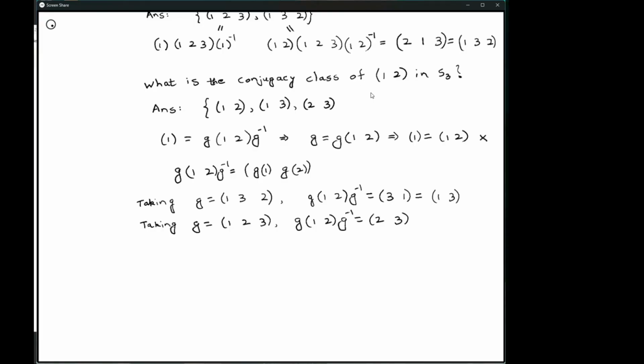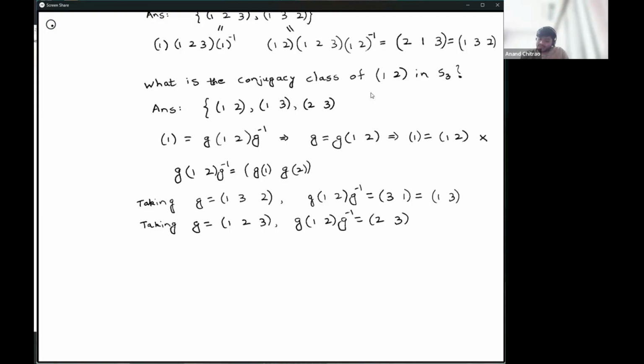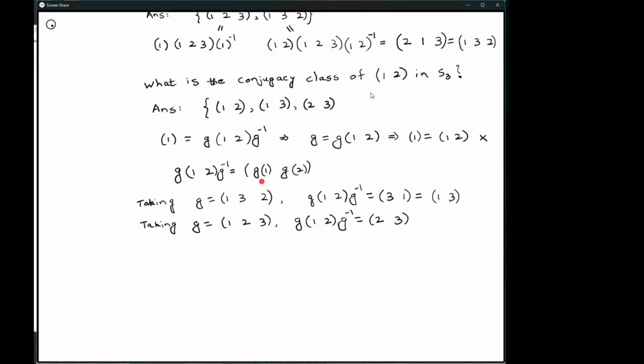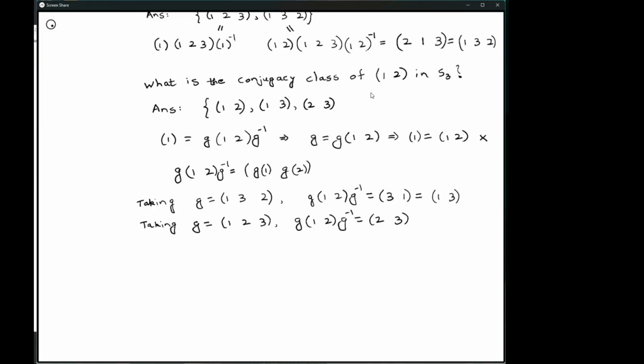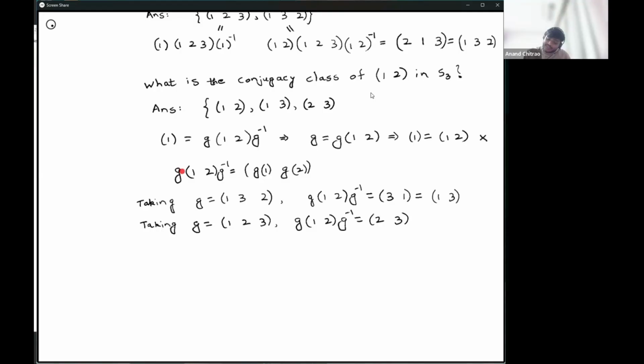No, sir, because others are 3 cycles. So you note that using this formula, all conjugates of (1 2) are 2 cycles. Is that clear? Yes, sir. But is it clear to others? Yes, sir. So if you want to compute conjugates, what is called the cycle structure gets preserved.